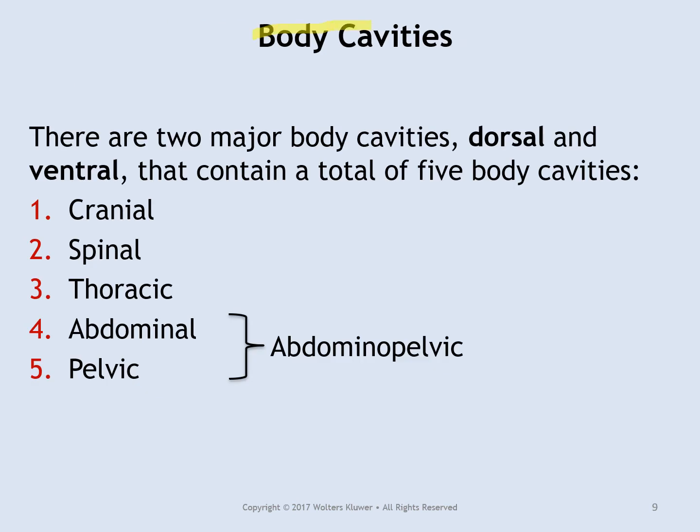Next, we're going to look at body cavities. There are 5 of those. There's the cranial, spinal, thoracic, abdominal, and pelvic. The abdominal and pelvic are often combined into the term abdominopelvic.